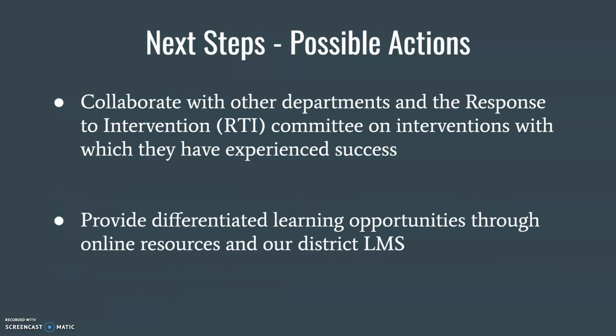Possible action steps would be to collaborate with other departments and the Response to Intervention, or RTI, committee on interventions with which they have experienced success. Also, we can provide differentiated learning opportunities through online resources and our district LMS.